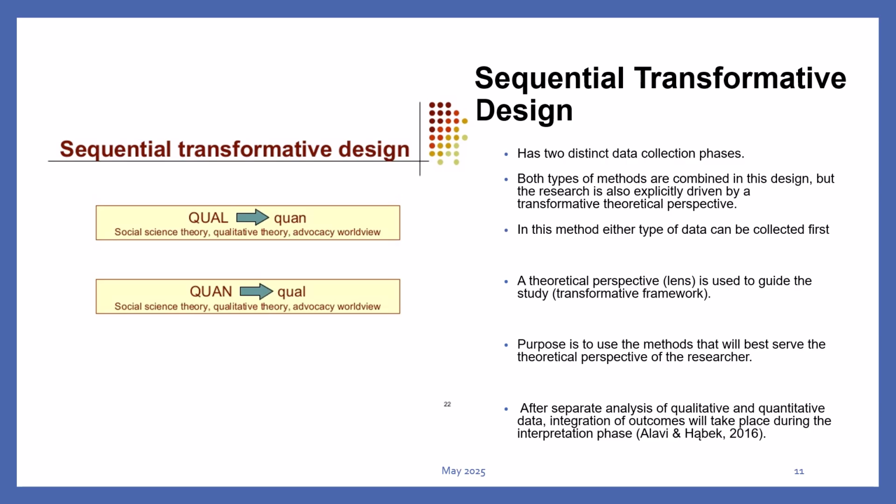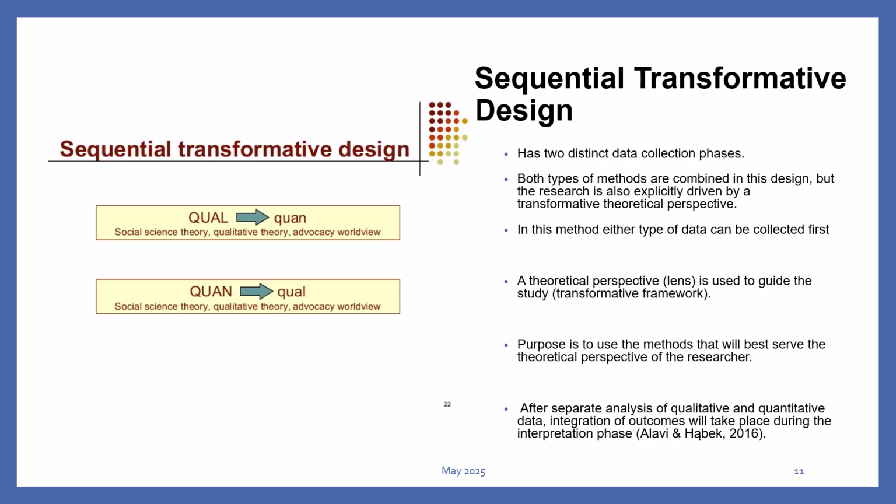So far we finished talking about sequential explanatory design and sequential exploratory design, mixed method research designs. Now we will talk about a third type of the sequential mixed method designs, which is sequential transformative design. Again, it's a sequential type of design whereby quantitative is followed by qualitative, or qualitative followed by quantitative. So in this type, either type of data, whether qualitative or quantitative, can be collected first, as you can see in the figure here.